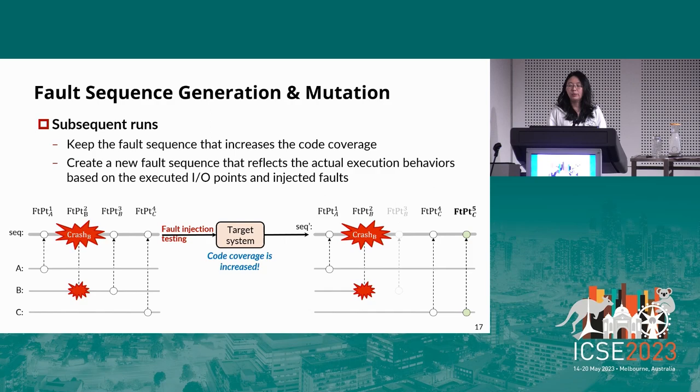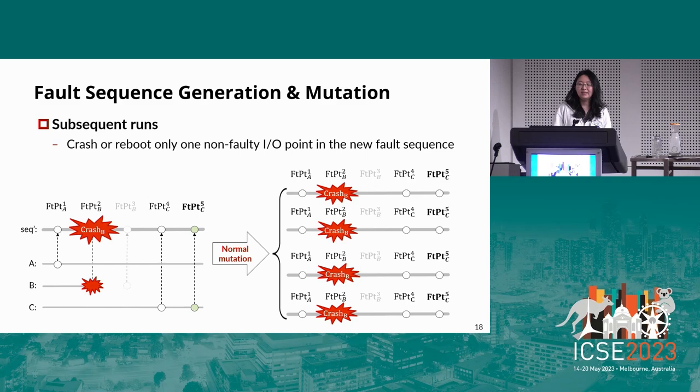For example, after a fault injection test, some I/O points could disappear due to the injected faults, and some I/O points could be executed by the recovery procedures. Based on the newly created fault sequences, we can mutate them to generate a group of new fault sequences by only adding a node crash or reboot to the sequence.